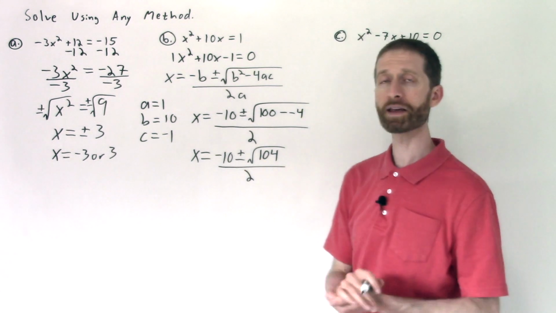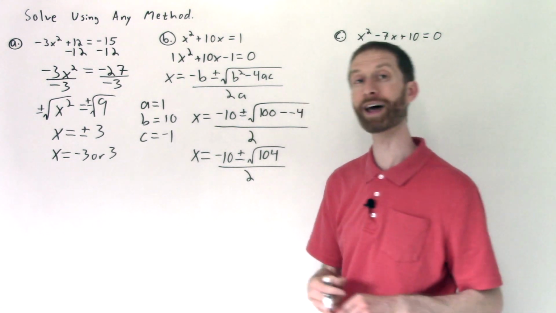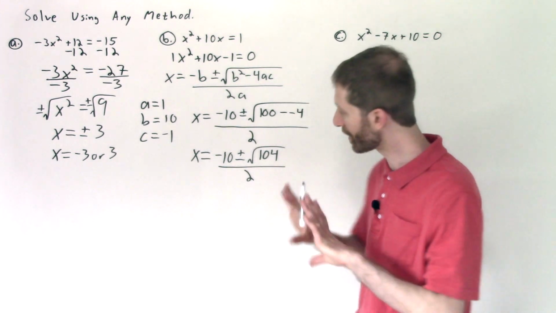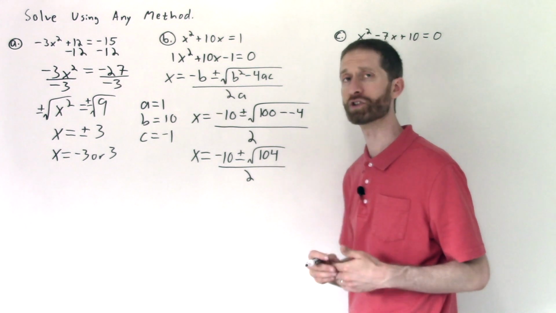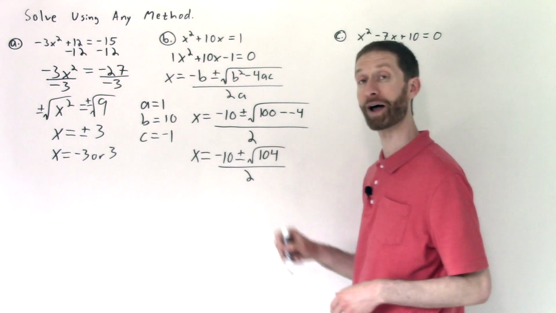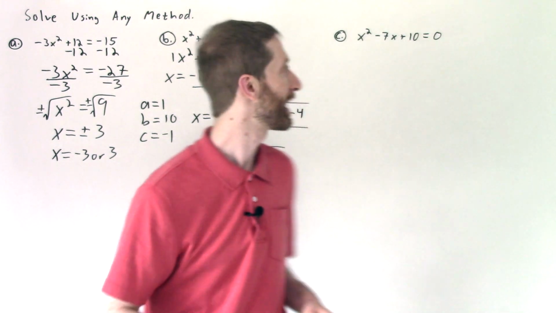You can certainly write that as a decimal. I've shown you how to do that in a previous video. I'm just going to leave it as our answer. There's two solutions there because our discriminant is positive. How about that? All right, last problem.